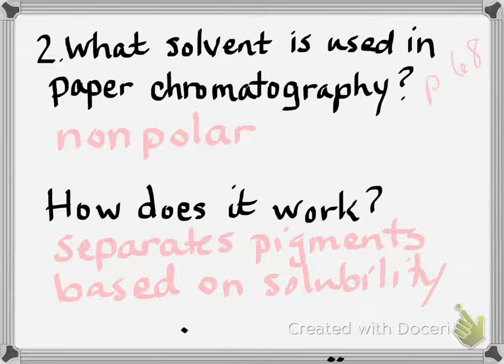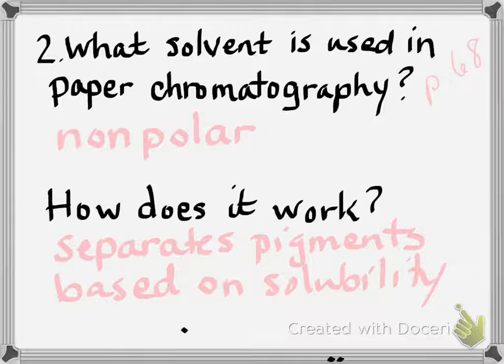Now the rest of the answer I found on page 68. I think we hand wrote this sentence that says paper chromatography separates pigments based on solubility. And so the question is, how does it work? It separates pigments based on solubility. In your own words, what does solubility mean? Dissolves. That's the word I'm looking for, Andrew. Very good. Dissolves. How well it dissolves.